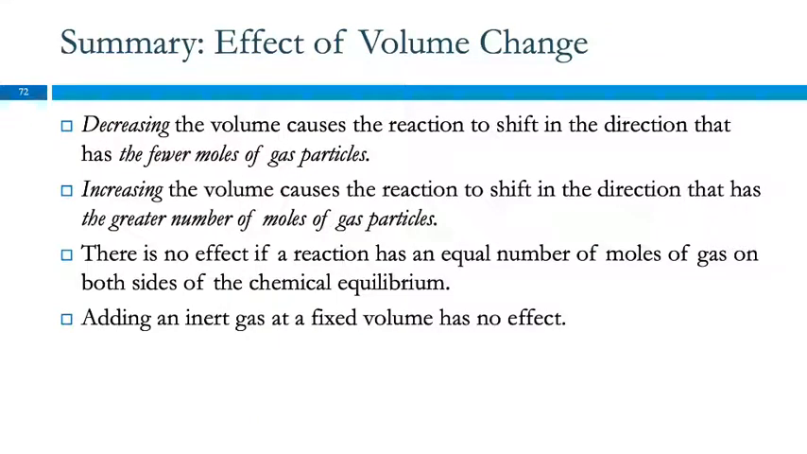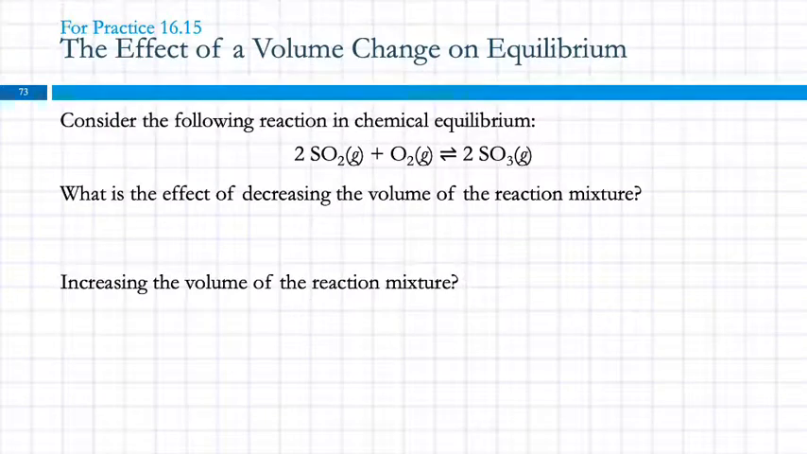So summary of volume change. Decreasing the volume causes the reaction to shift in the direction that has fewer moles of gas particles. Increasing the volume causes it to shift to the side that has greater moles. If there's an equal number of moles of gas on each side, then changing the volume is not going to affect the equilibrium at all. And adding an inert gas at a fixed volume has no effect. It doesn't change the partial pressures of the reactants and products. And if it's a fixed container and you heat it up, it does the same thing as increasing the pressure. We will talk about temperature in a minute.